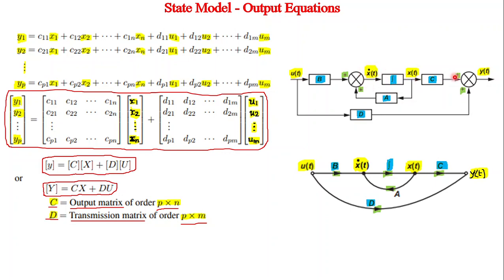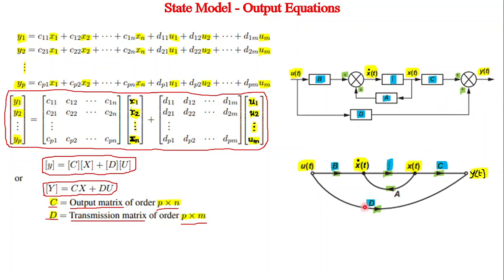That's all. How to get the output equation? Cx plus Du. Therefore, feed this x of t to a block with the gain C. C is nothing but the output matrix, right? Then D into u, so u into D means we should have a block with this matrix D. These two have to be added. Cx plus Du, the addition will give you y of t.